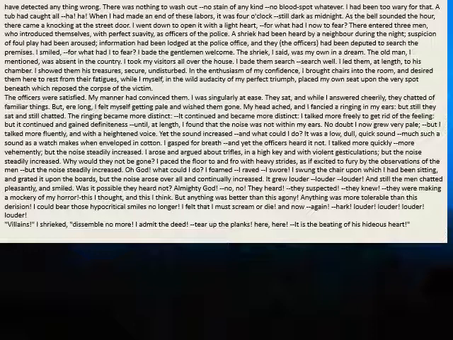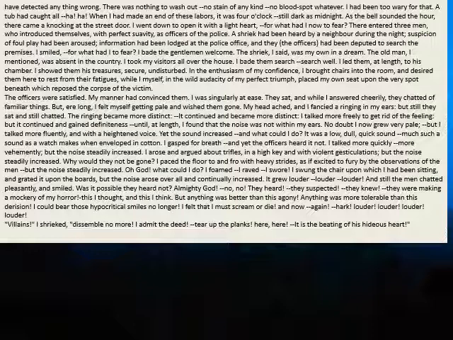It was a low, dull, quick sound, much such a sound as a watch makes when enveloped in cotton. I gasped for breath, and yet the officers heard it not. I talked more quickly, more vehemently, but the noise steadily increased. I arose and argued about trifles, in a high key and with violent gesticulations, but the noise steadily increased. Why would they not be gone? I paced the floor to and fro with heavy strides, as if excited to fury by the observations of the men, but the noise steadily increased.